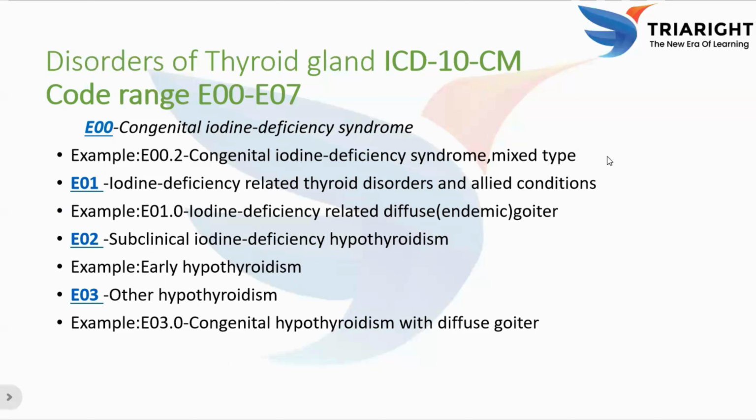So what did you learn from this slide? Iodine is essential for thyroid hormone production. What does the deficiency of iodine lead to? Goiter or hypothyroidism. So E00 to E03 codes classify these disorders based on cause and stage, that is congenital, acquired or mild.